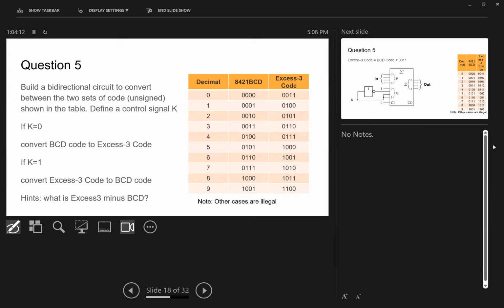So if we want to transform the XS3 code to BCD code, what we need to do is to add -3, which is just subtracting 3. Or we can say we just want to add -3, and they're the same. So actually, these two transformations can both be done using one adder. And the only difference is that we are going to use a different operand, right?